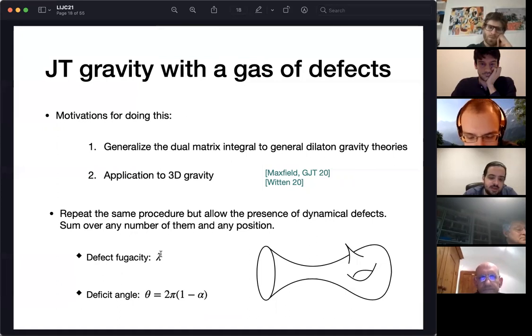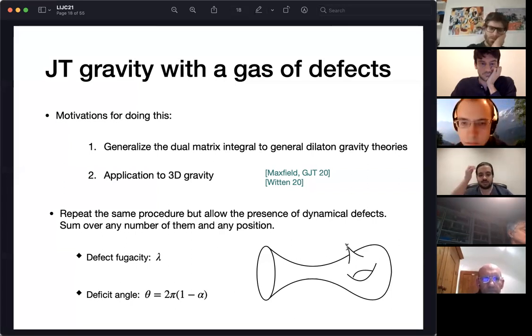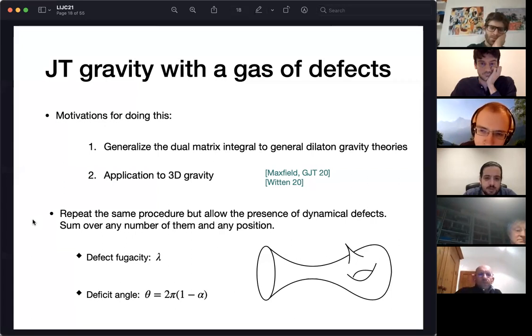And this parameter lambda, that I will call the fugacity, is a parameter that weights the contribution from the number of defects you have. So if you add n defects to the geometry, they will come with a factor of lambda to the n, for example. So it's like a fugacity, and we will sum over the number of defects. So we are not going to restrict to any fixed number. And that's the theory we want to consider: Jackiw-Teitelboim with a class of defects.